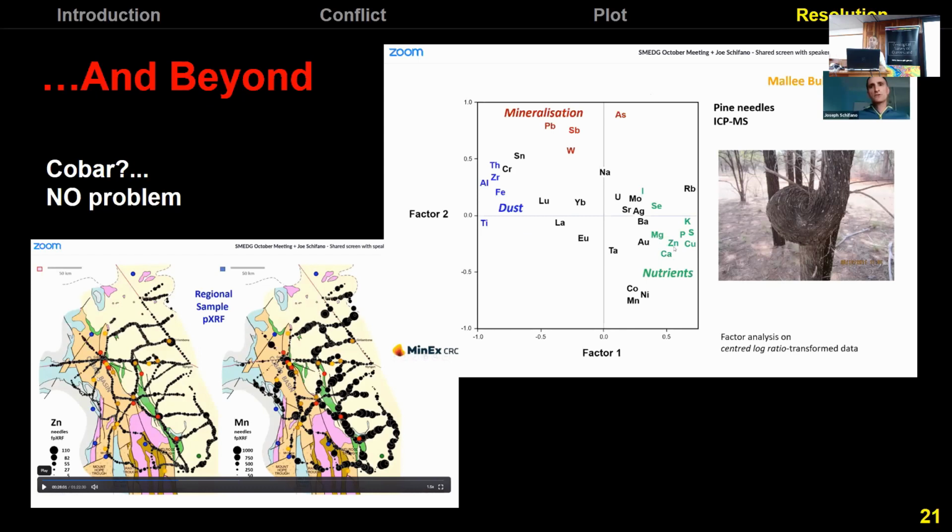Interestingly, copper is not on there. The reason it's not on there, and the reason zinc's not on there, is because they're nutrients. They're nutrients for the plants themselves, which means they're gated.